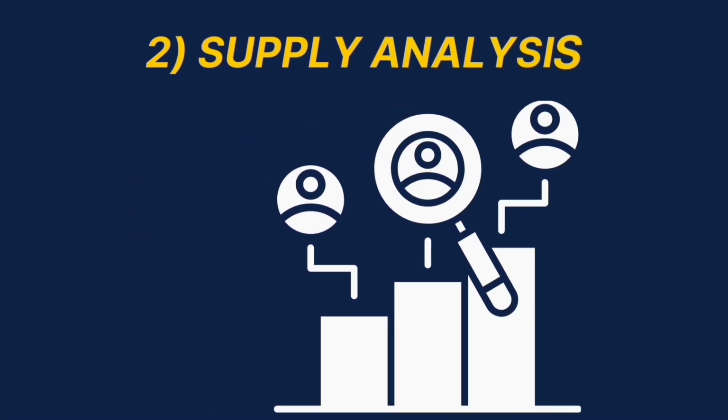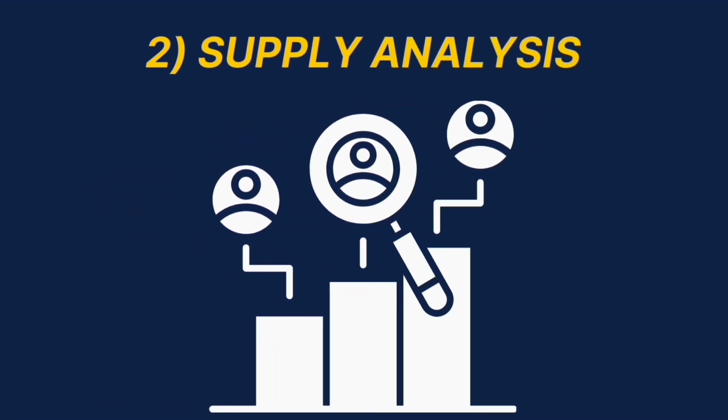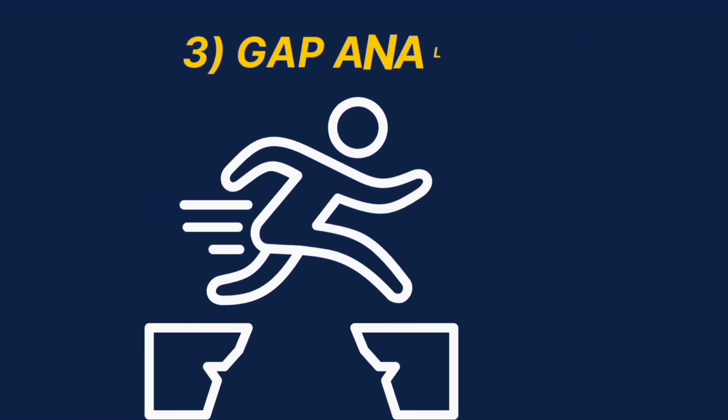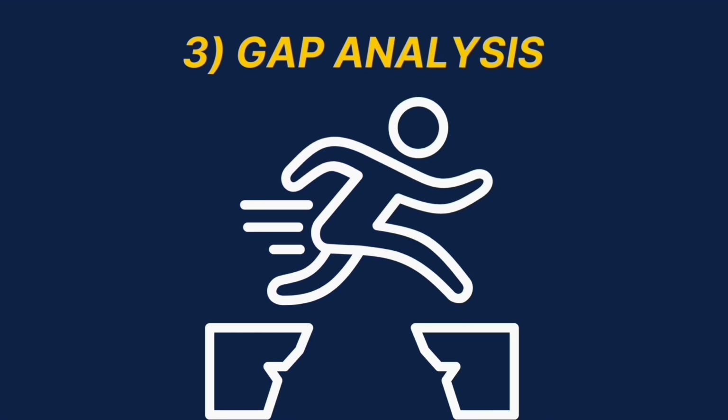Next is supply analysis. Assess the current supply of talent within the organization, including internal talent pools, external hiring sources, and contingent workforce options. That's important. Next is gap analysis. We need to identify gaps between projected workforce demand and supply to determine hiring needs, skill shortages, succession plan priorities, and talent development strategies.